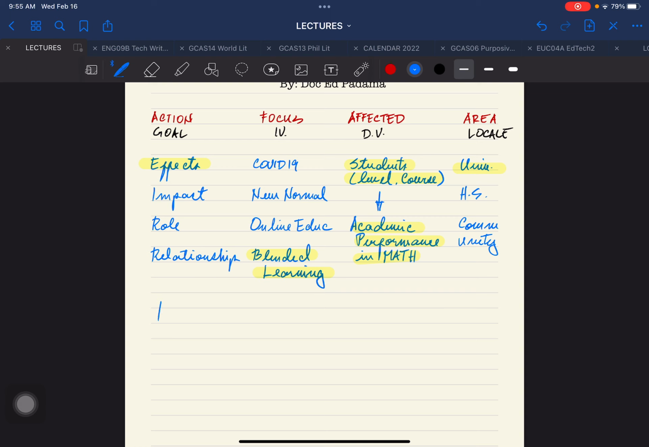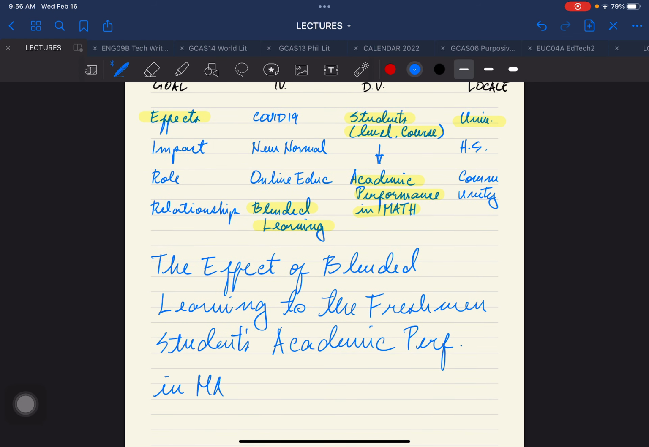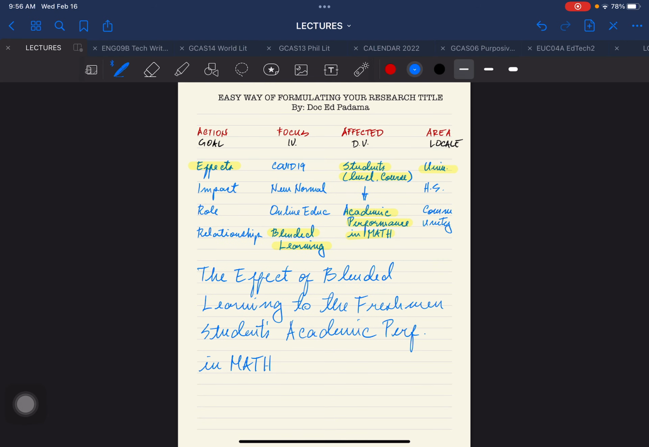So, the effects of blended learning. Okay, so that's the second element. Two, the what year level? Freshman students. So I'm going to use possessive apostrophe S. Freshman students' in what area of the students' lives? Academic performance in mathematics. And then, as mentioned earlier, you may or may not include the name of the university. So this is already a working title: the effect of blended learning to the freshman students' academic performance in mathematics. Okay, so it's as easy as that.